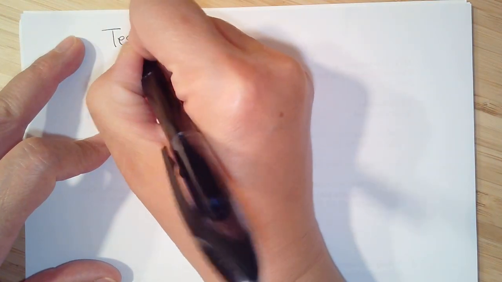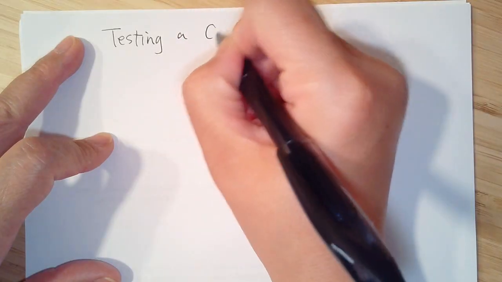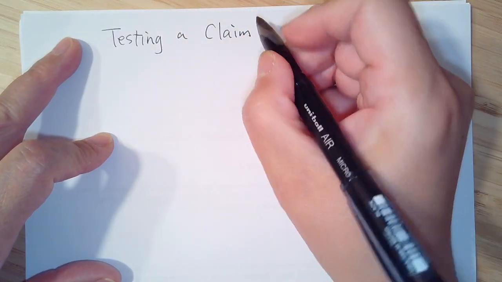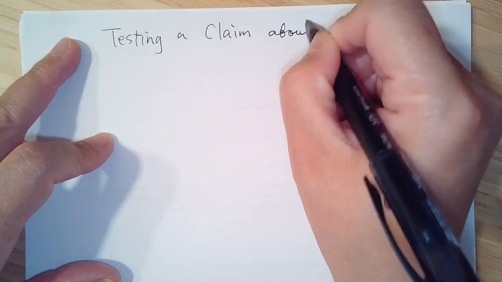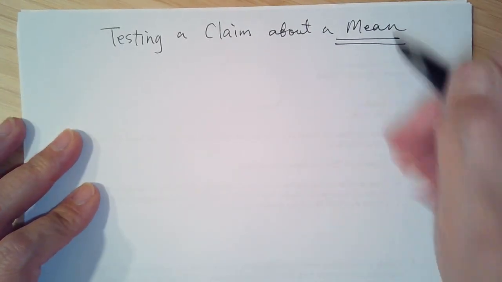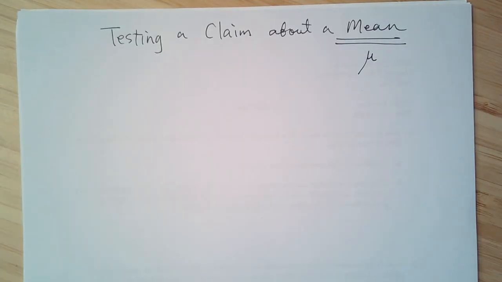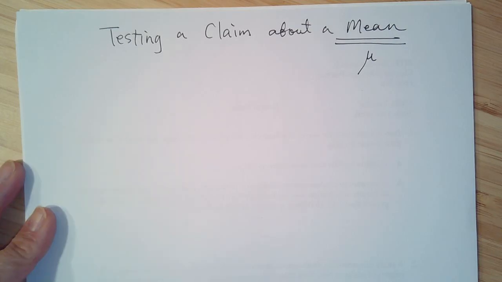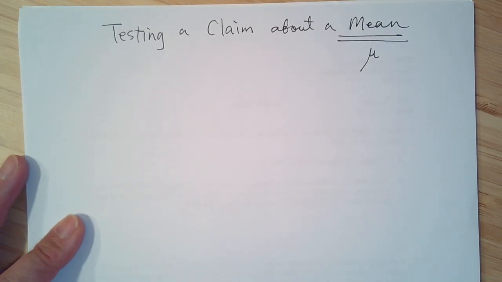Okay, we already went over some basic concepts about hypothesis testing, and we learned how to test a claim about a population proportion. And in this session, we're going to learn how to test a claim about a mean. Okay, this mean is the population mean, mu. And do you remember what's the symbol for sample mean? X bar.